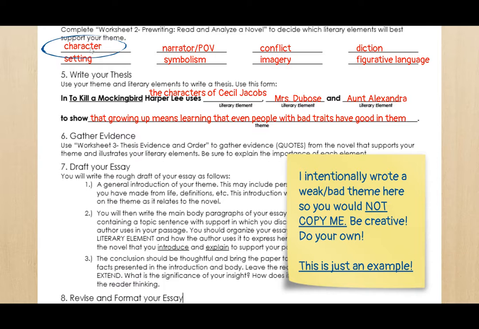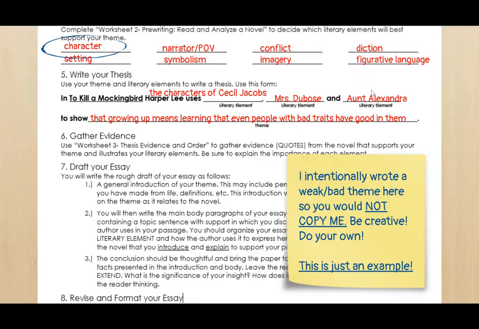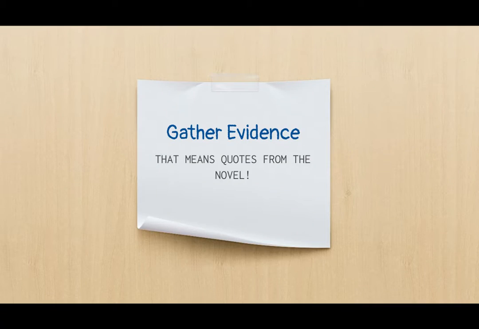And you find your literary elements, and you can do 3 examples of one literary element. So this is 3 characters. Or you can do 3 different literary elements. So either one is fine. Now you need to gather evidence, and that means quotes from the novel.